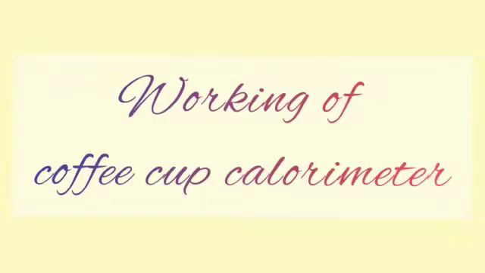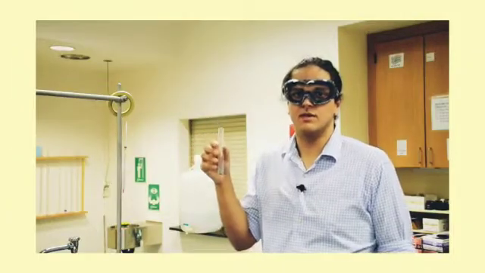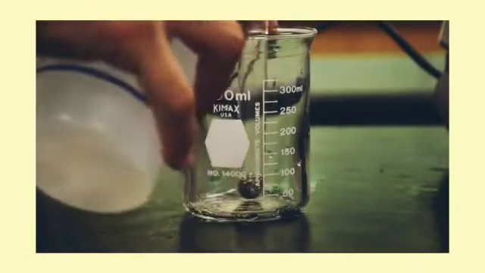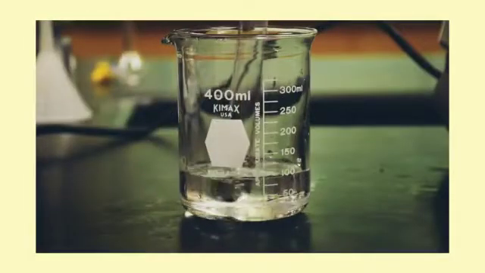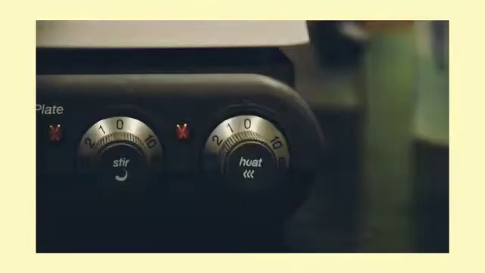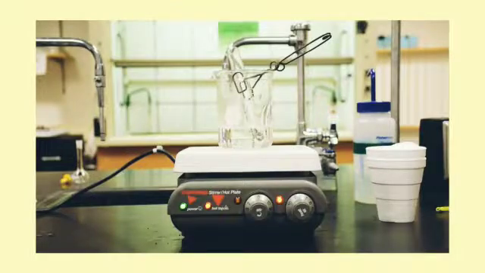Now we can see the working of the coffee cup calorimeter. First, we have to measure the sample for which we are going to calculate the heat change, 5 to 8 grams. Then we have to fill water in the beaker above the sample. The test tube is placed in the water beaker. Then it is heated for around 5 to 6 minutes. The water in the beaker is now boiling. It is given in the video.